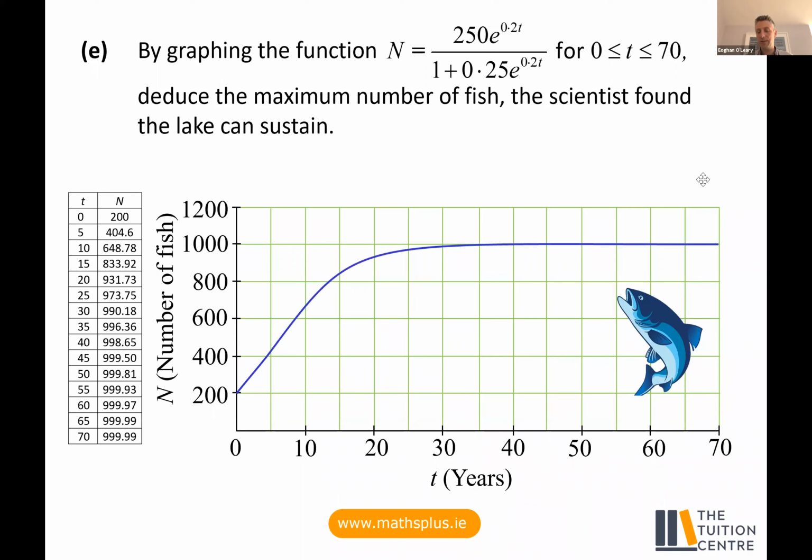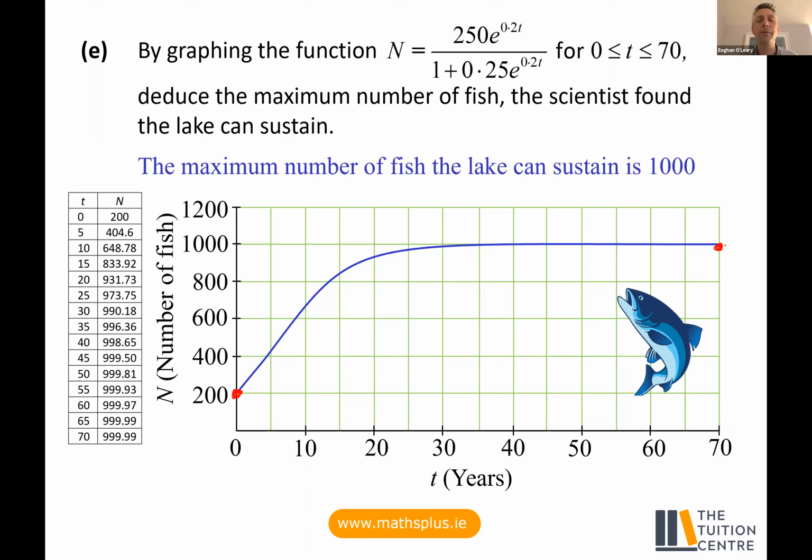Of course, we have our first value from way back at the very start of the question. So when t is equal to 0, n is equal to 200. And we can see at t equals 70, we're up here to 999.99. So the limit of that function, which is the maximum number of fish the lake can sustain, is going to be 1,000 fish. So it's 1,000. And that was a 10-mark question. So after all the hard work of the previous part, this last part for 10 marks was actually a relatively straightforward question.